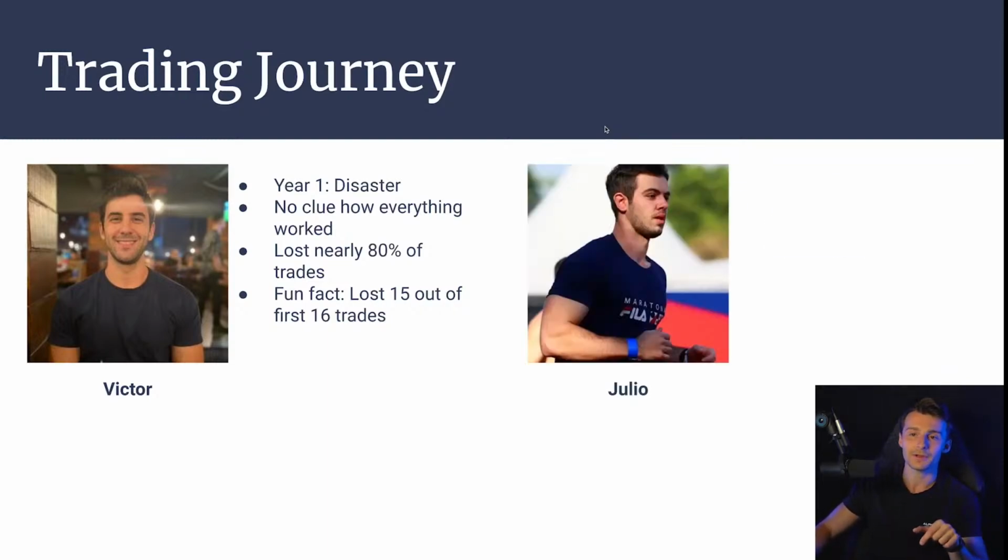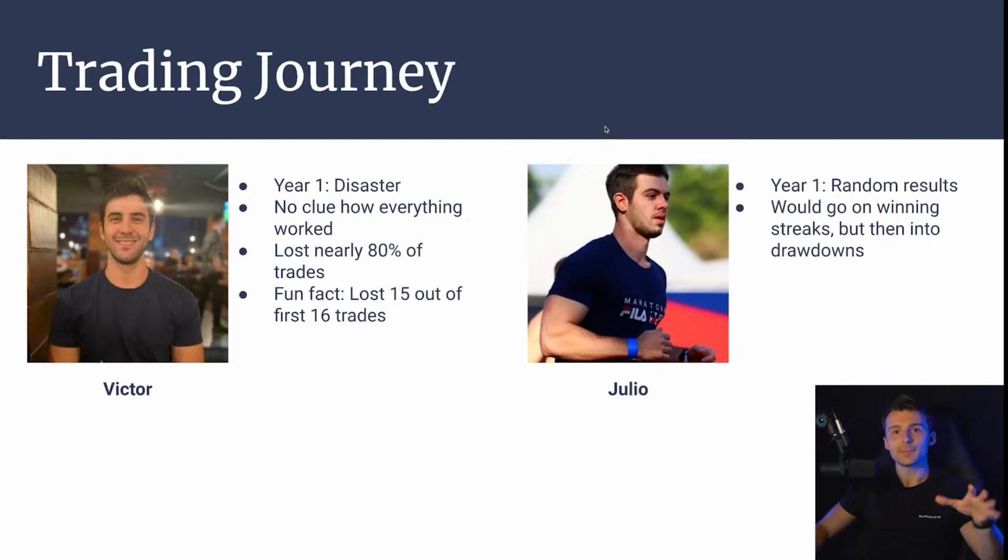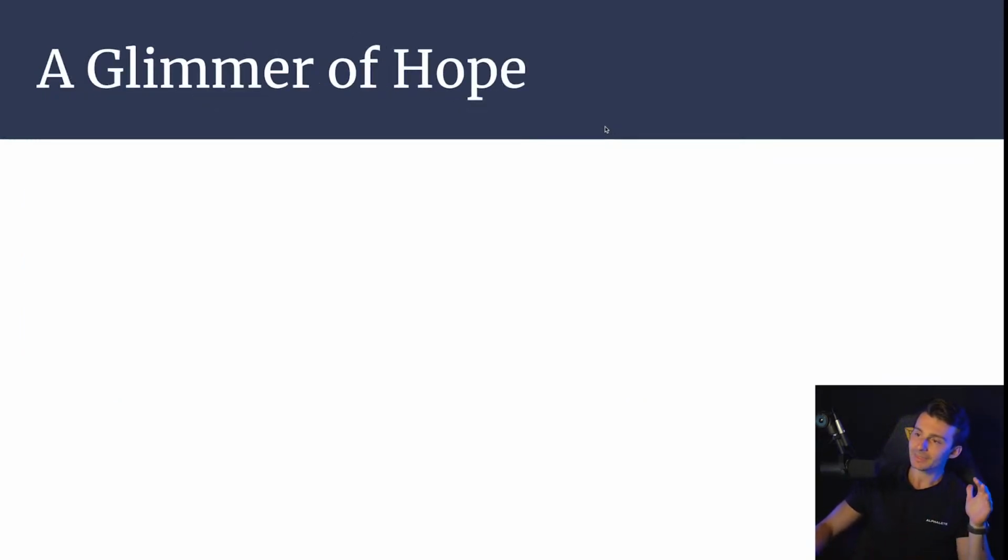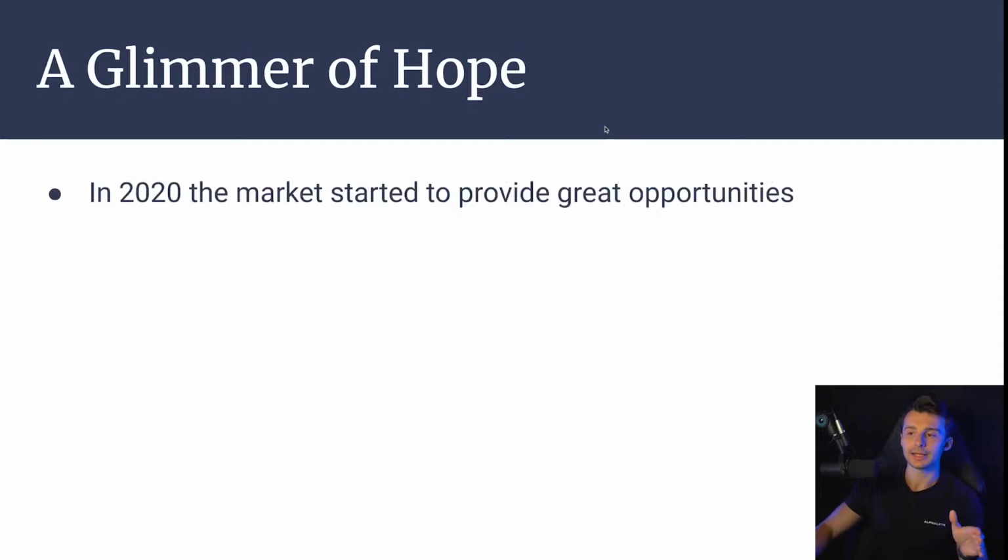So Julio, on the other hand, had a little bit more random results. I kind of correlate more towards these results because I would go on some winning streaks. I would go into drawdown. I'd have ups and downs. And then things started to take a turn in 2020. For me, it was 2019. But at 2019 into 2020, the market started to provide better opportunities and things started to take a turn. It was like, okay, this is getting a little bit more interesting. Like maybe we're able to make some money here.